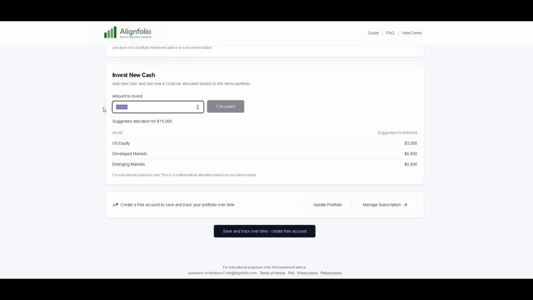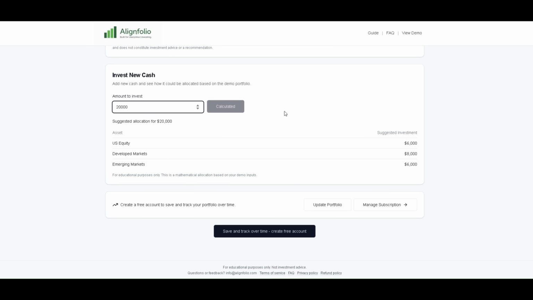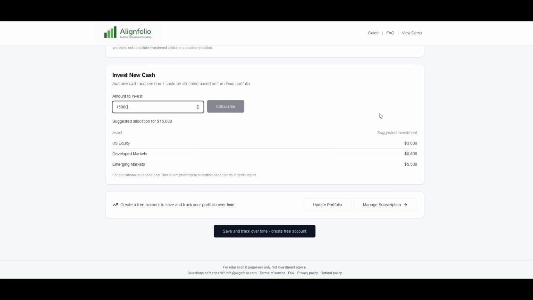In this example, more new cash would go toward emerging markets while less new money would go toward US equity. Over time, this can help bring the portfolio back toward its original target allocation without needing to sell existing positions. And it instantly answers the question, where should I invest my new cash? So instead of asking, what should I sell? A simpler question may be, where should my next dollar go?